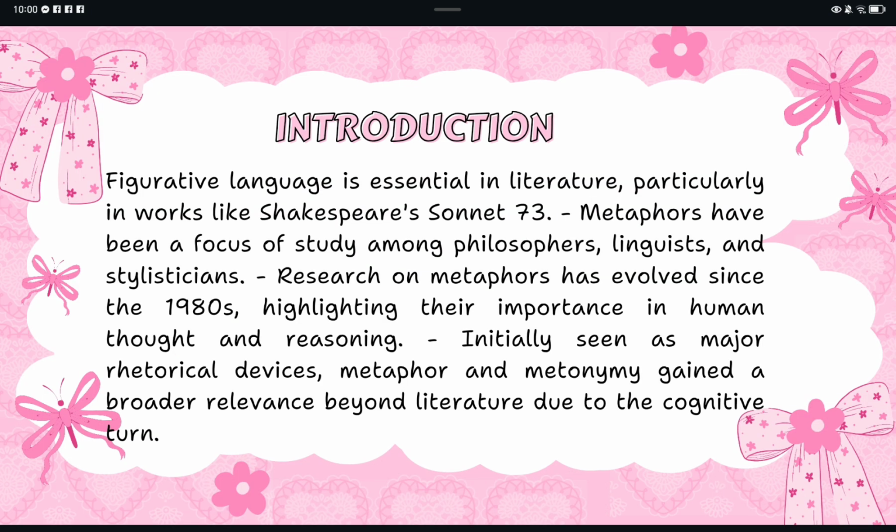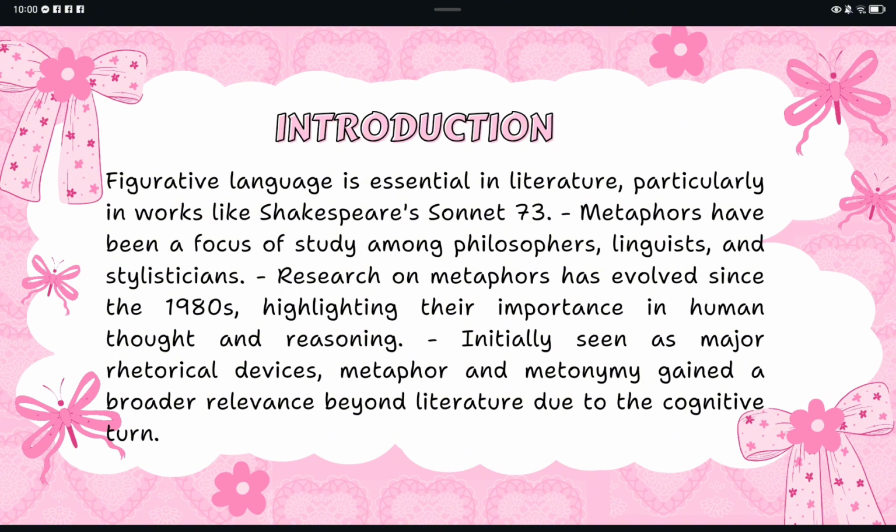In the introduction, figurative language is essential in literature, particularly in works like Shakespeare's Sonnet 73. I have here an example of Shakespeare's work entitled Sonnet 73.